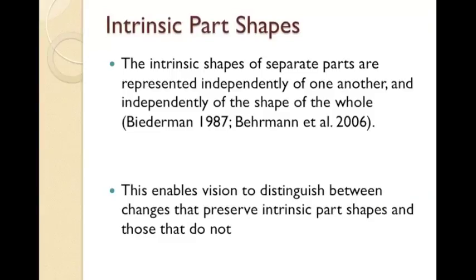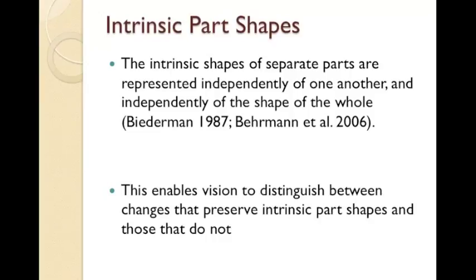Third, I suggest that compositional structure involves the intrinsic shapes of the object's parts. Now, more specifically, I propose that the intrinsic shapes of separate parts of an object are represented independently of one another, and moreover, they are represented independently of the shape of the whole object. Now, why is this important?